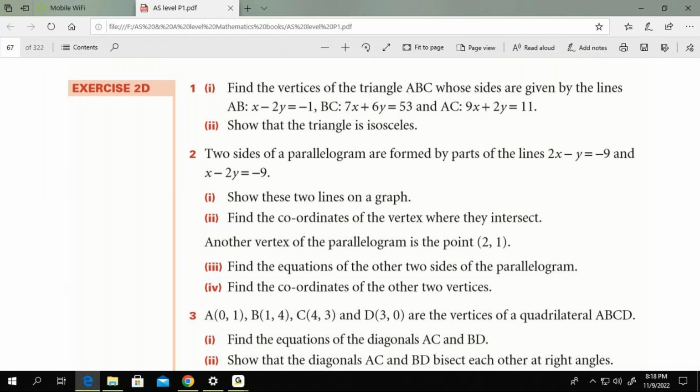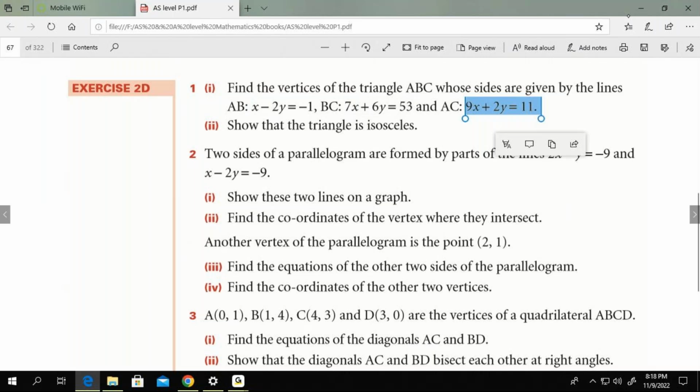Okay, now in this exercise, what exactly are they asking us to do? In the very first question, they are saying to find the vertices of the triangle ABC whose sides are given by these equations of lines. AB is the segment of this line. BC is going to be the segment of this line, and so on. AC is a segment of this line.